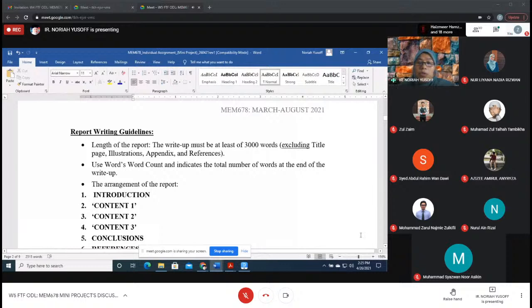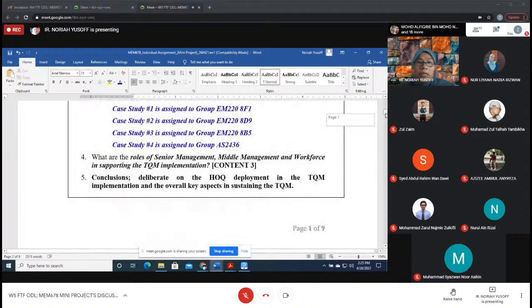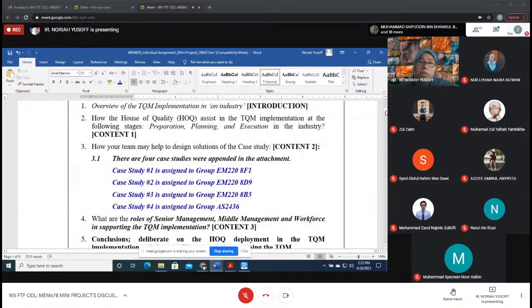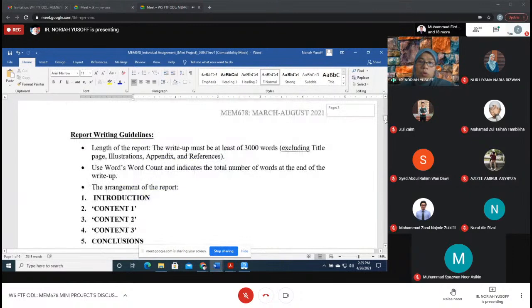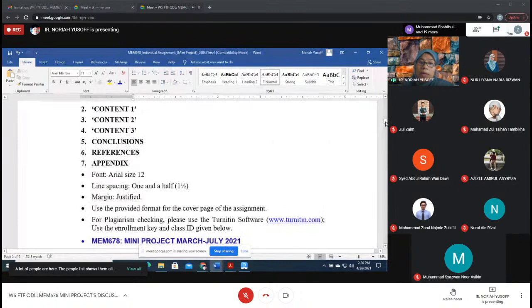Next. So the arrangement of the report should be as follows. Introduction, content 1, 2, 3, conclusion and references. So content 4 pun ada termasuk sekali ya. 1, 2, 3, sorry. Ni semua ada kat sini dah. Content 3, content 2, content 1. As long as you strictly follow the instruction, insyaAllah you won't miss the point that I have already assigned the students to do. Okay, so the font Arial size 12. The spacing is 1.5, margin kena justify.